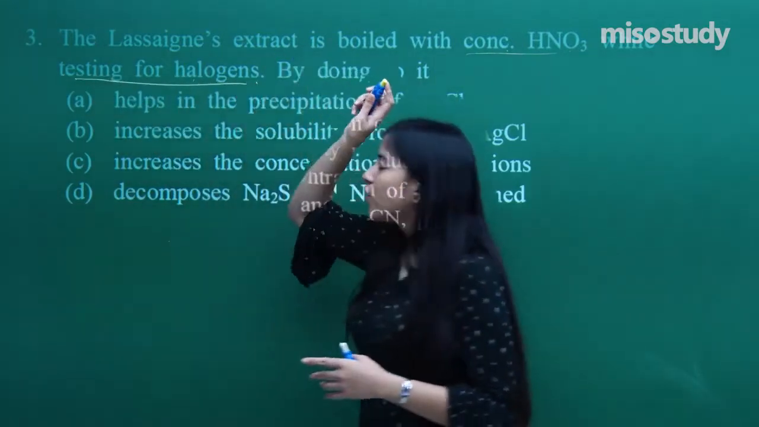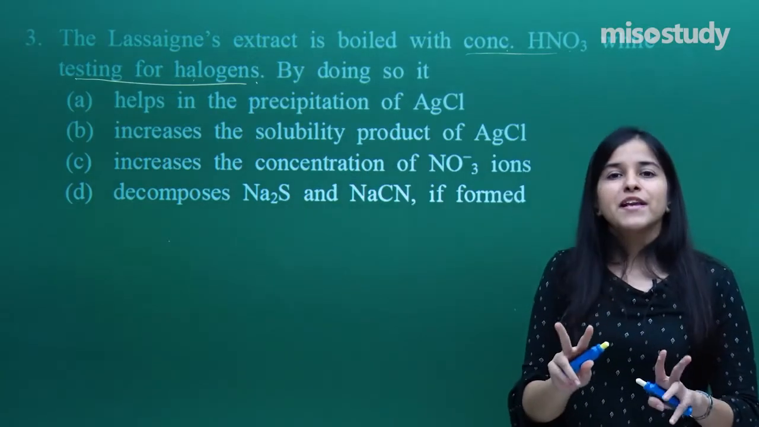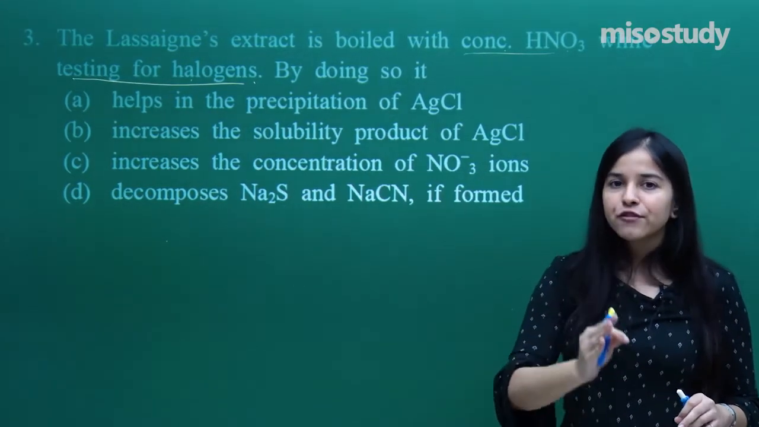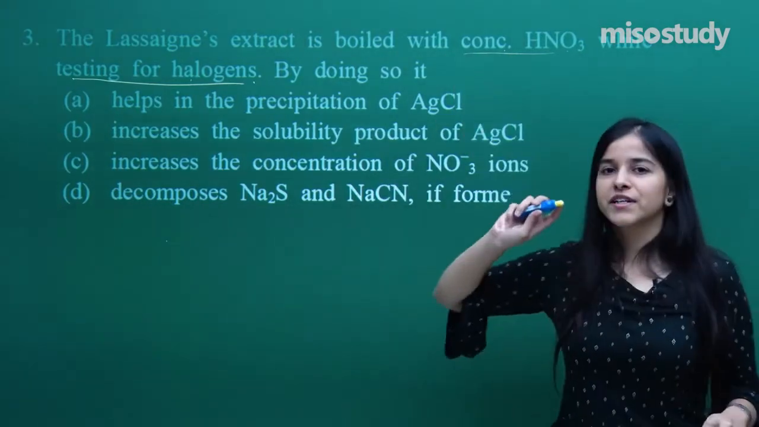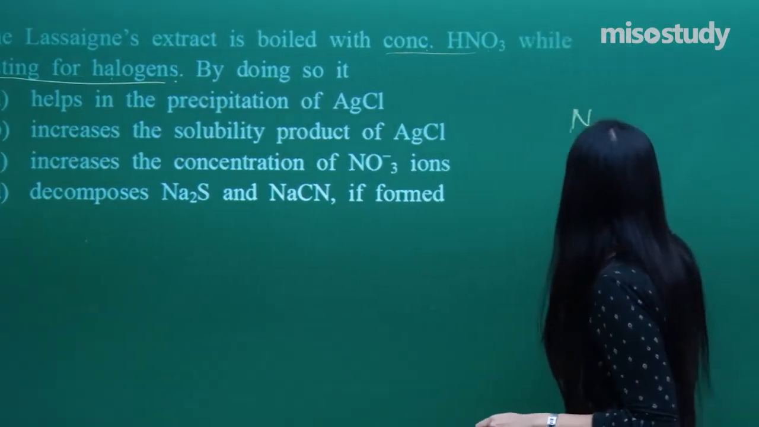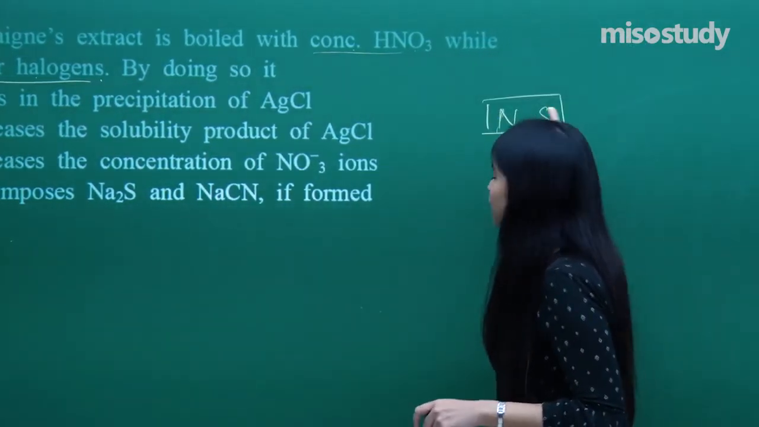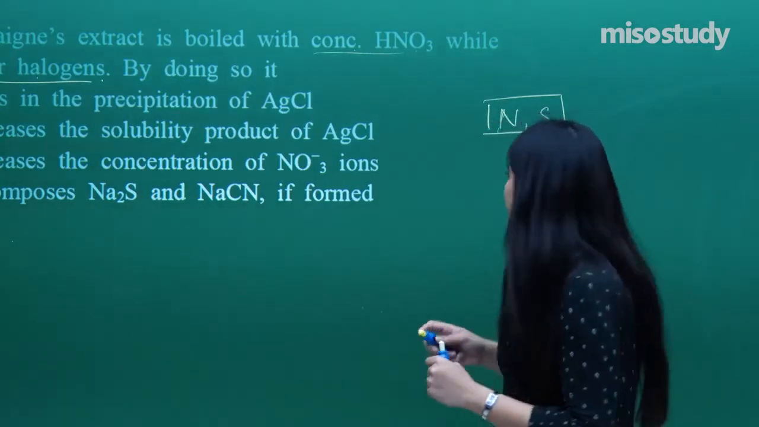So just try to recall what we have done in the detection of halogens. Two elements are interfering in the detection of halogens. That is why we add concentrated nitric acid. What are those two elements? Yes, nitrogen and sulfur. So we need to first remove these. So what are the reactions? Do you remember the reactions for that?